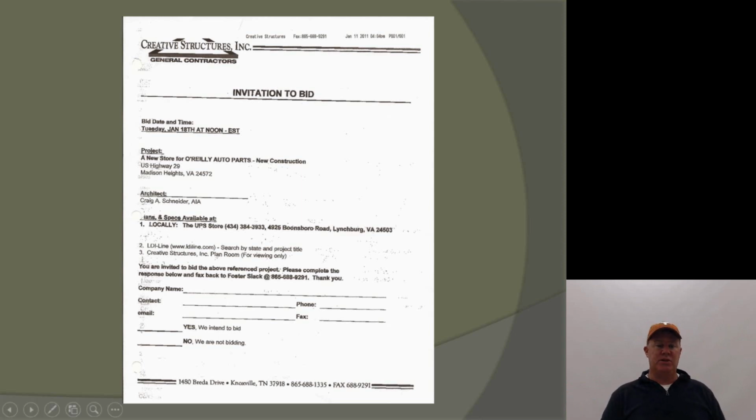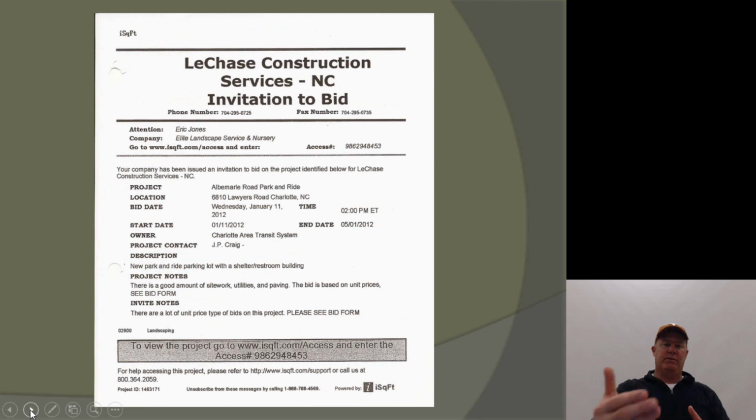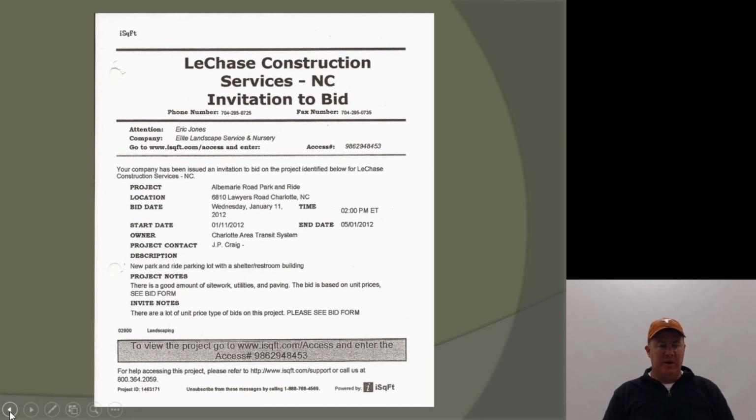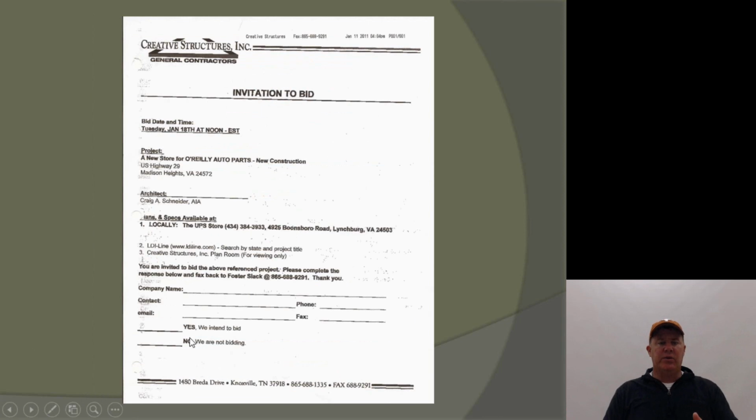We started getting invitations to bid, just like this one. Here, an example, the Chase Construction. They were doing something with the Charlotte area transit system. Well, to view this project, go to isquarefoot.com. You can see the plans, all the specifications on it, and we could let them know if we are going to bid on it. And if you go back to the previous one here, like with O'Reilly's, we could check yes, we intend to bid, or no, we are not bidding.